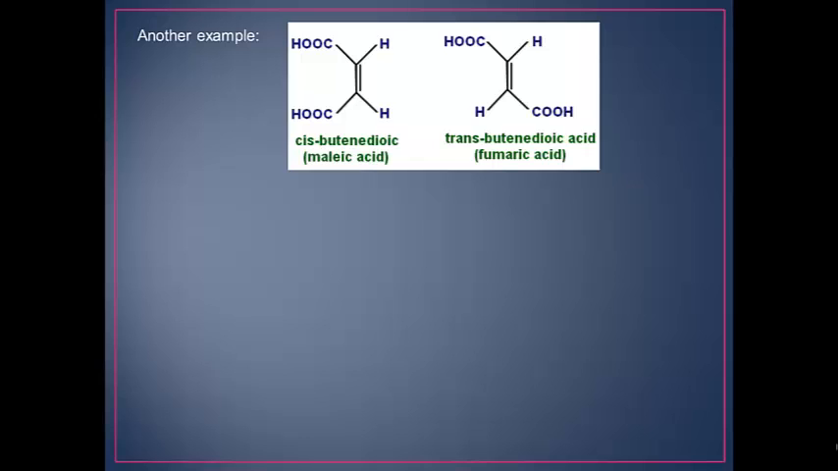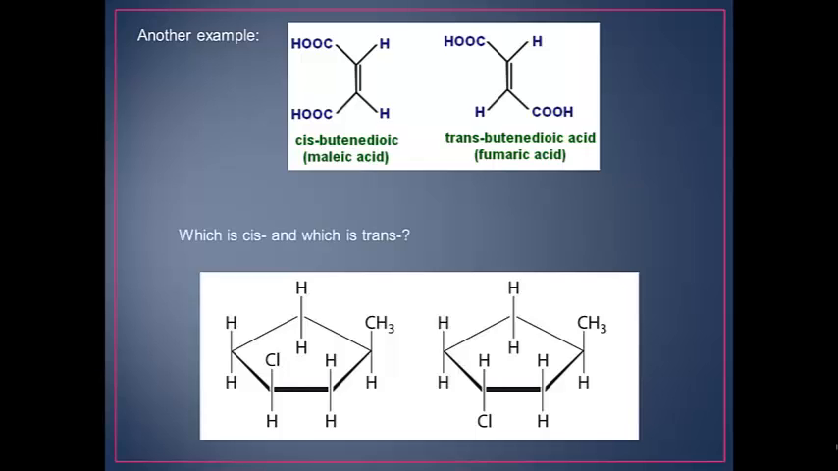This is commonly known as maleic acid, and then basically the same kind of thing, but now the 2 organic acid groups are on opposite sides of the double bond, and that's got a whole different name and will behave differently based on the spatial organization of those 2 organic acid groups. And then as a practice, which of these is cis and which is trans?